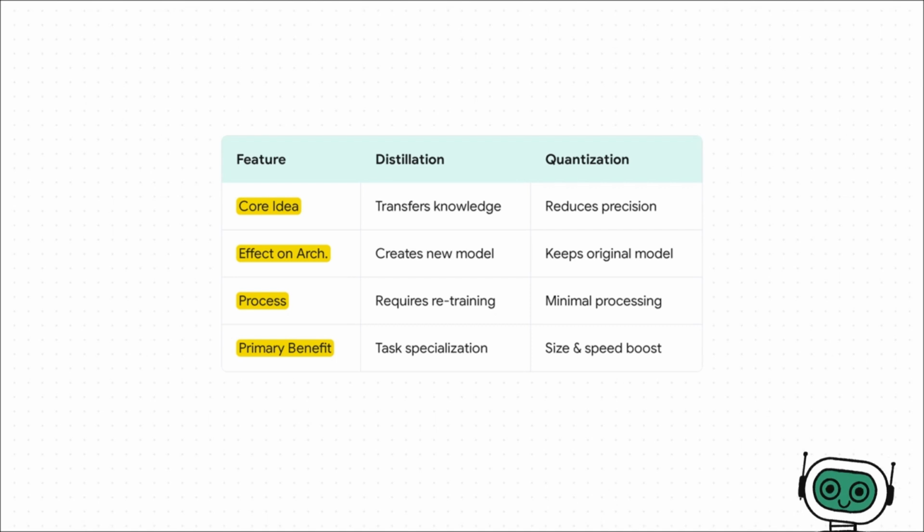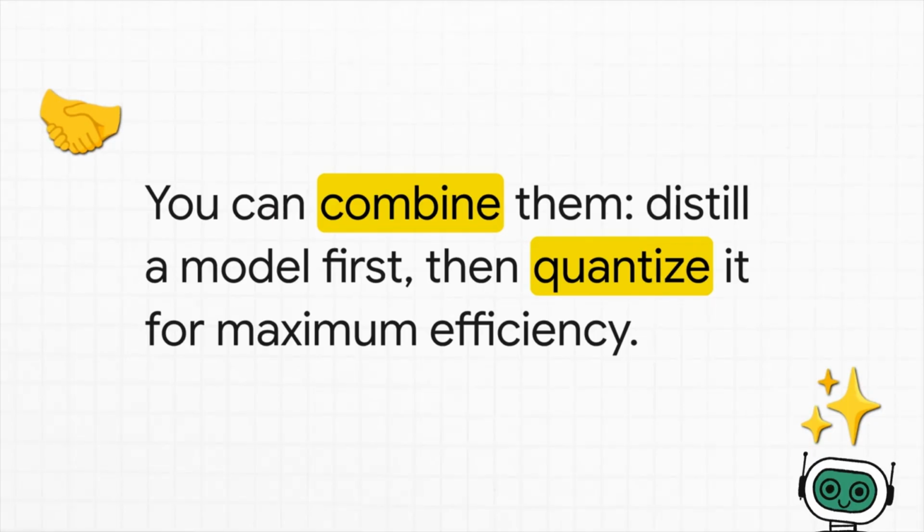So let's just quickly put them side by side. Distillation is about knowledge transfer. It creates a whole new, smaller model through retraining. Quantization is about reducing precision. It keeps the original model, but just simplifies the numbers inside. Distillation gives you a highly specialized, small model. Quantization gives you a quick win on size and speed. And here's the thing. You don't have to choose just one. In fact, a really common workflow is to combine them. You first distill a huge general model down to a smaller, specialized one, and then you quantize that student model to squeeze out every last bit of efficiency.